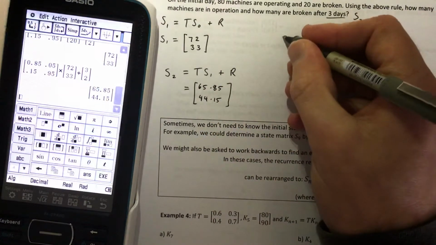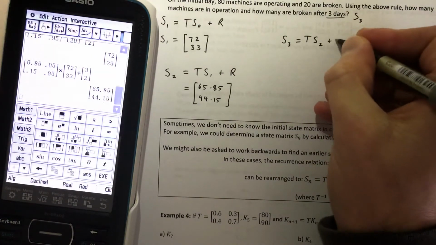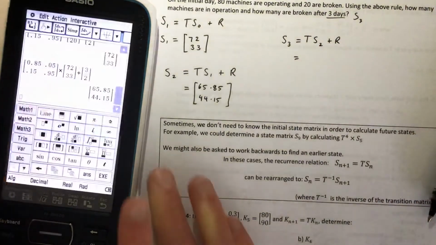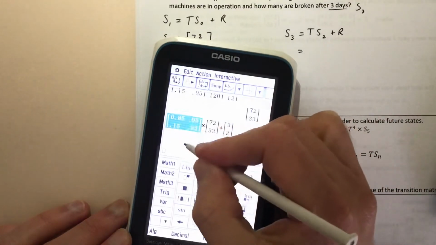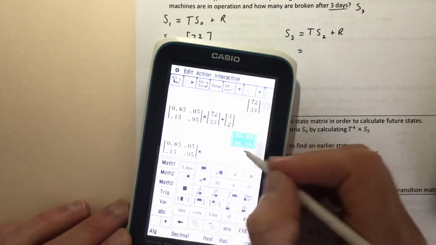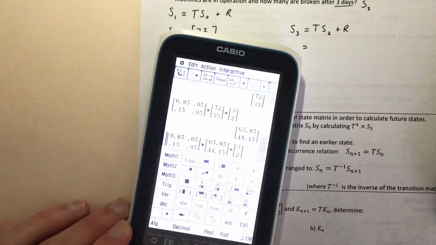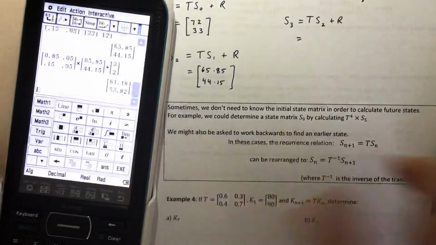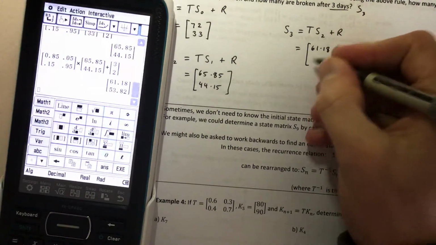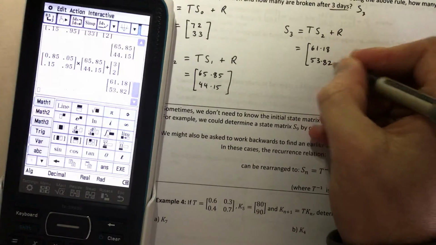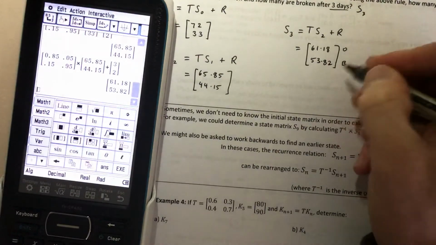All right, and then S3 equals T times S2 plus R. And so we just got to repeat the process one more time. So T times S2, which we just worked out there, plus that matrix 3, 2, and there we go. 61.18 and 53.82. All right, remember the labels on this: first number's operating, second number was broken.